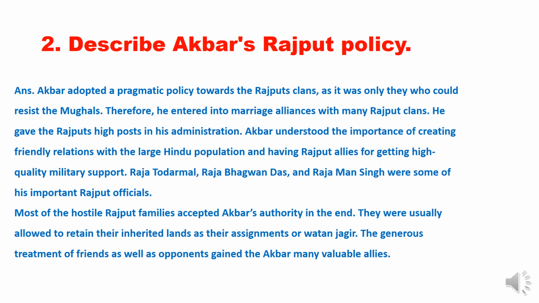Most of the hostile Rajput families accepted Akbar's authority in the end. They were usually allowed to retain their inherited lands as their assignments or watan jagir. The generous treatment of friends as well as opponents gained Akbar many valuable allies.